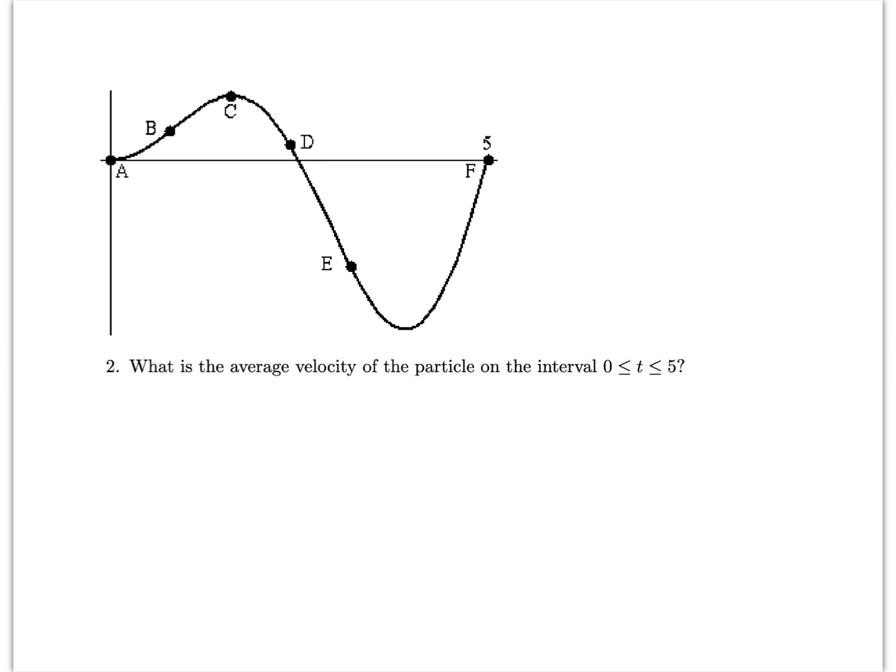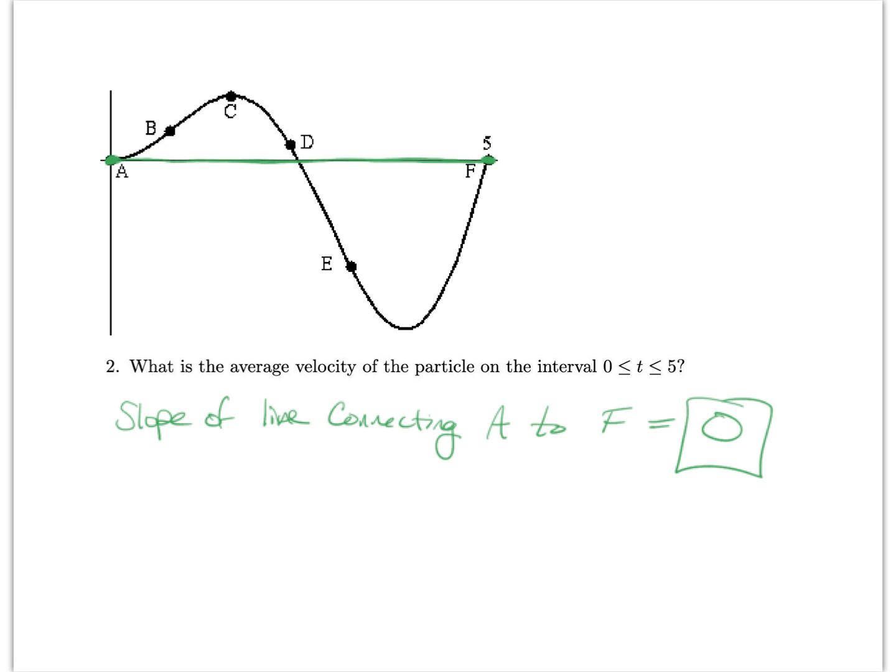What is the average velocity of the particle on the interval from 0 to 5? t equals 0 to t equals 5. Okay, so here's t equals 0, here's t equals 5. If I connect those with a straight line, the slope of that line tells me average velocity over that interval. So the slope of the line connecting A to F is 0. So my average velocity on that interval is 0.